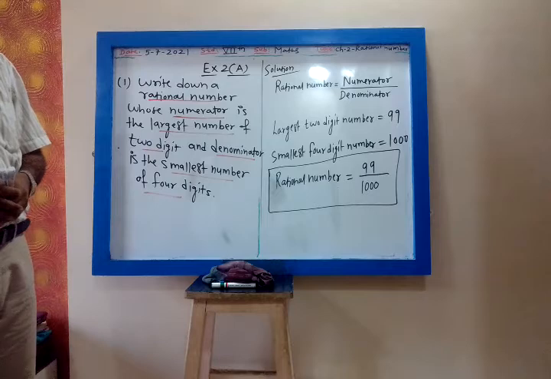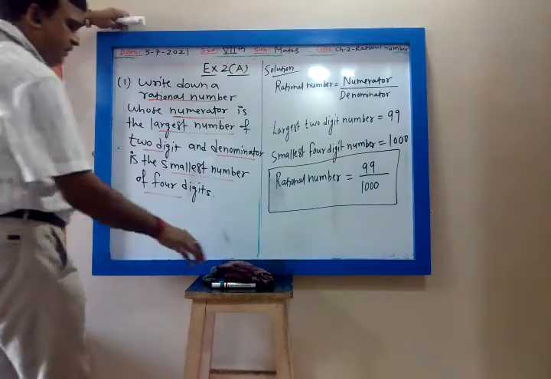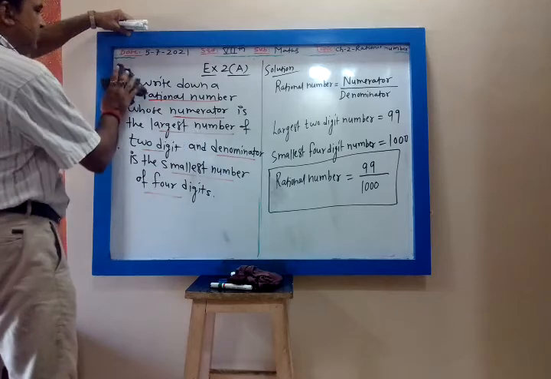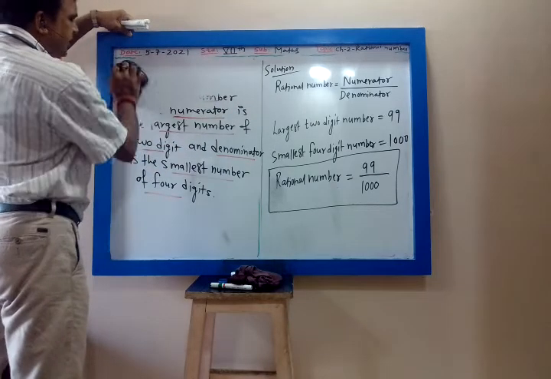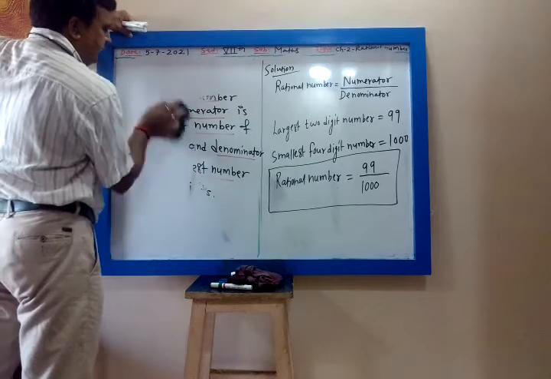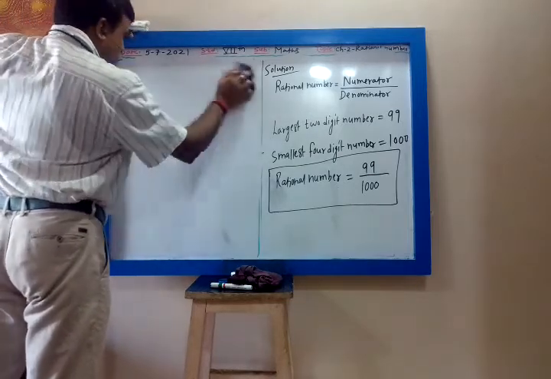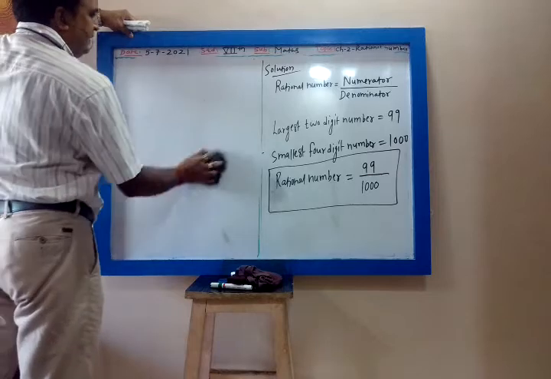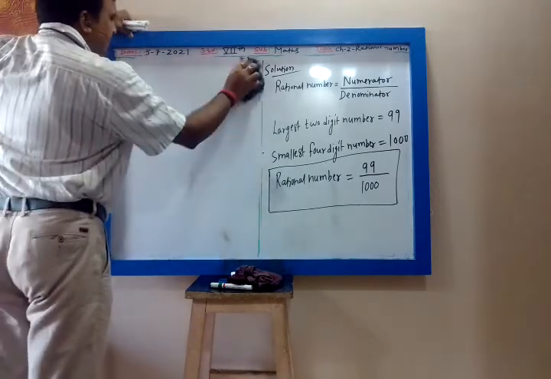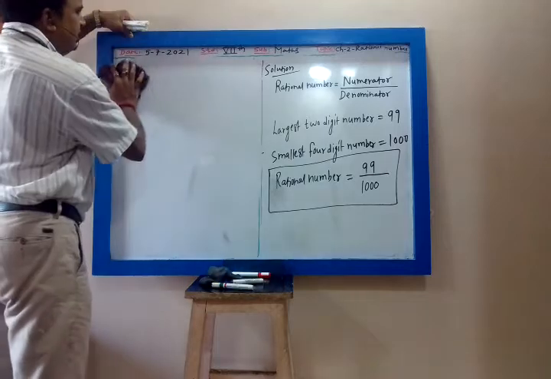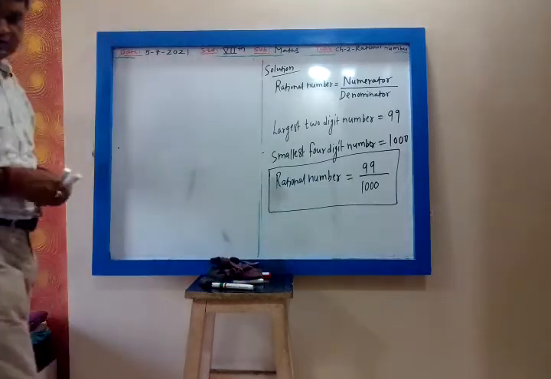Now, second question: write down the numerator of each of the following rational numbers. Numerator means upper part. Denominator means lower part. That you remember. So basically, a rational number is nothing but a fraction having numerator and denominator both.